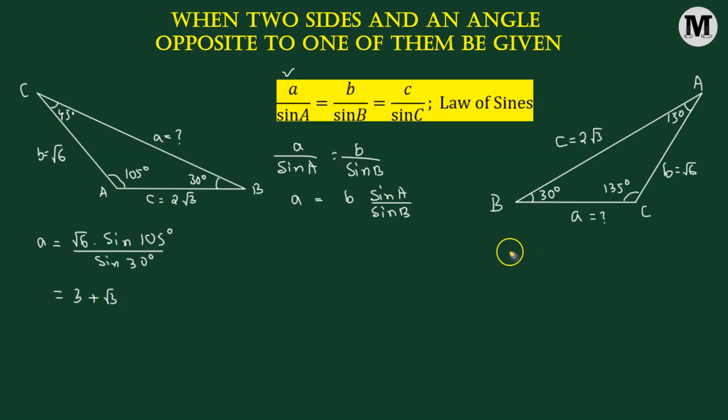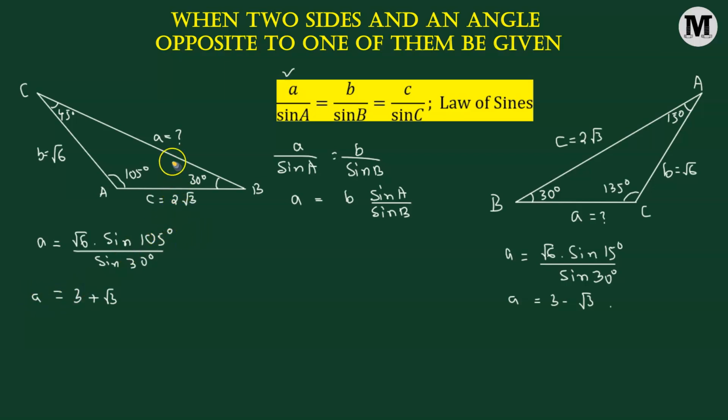And for the second triangle, a is going to be, so here we have b, so that's square root of 6 multiplied by sine of angle A. So here angle A, that is 15 degrees, divided by sine of angle B, that is 30 degrees. Solving this should give us 3 minus square root of 3. So this is going to be the measure of the side a in each of the two cases. So we have successfully solved the problem.